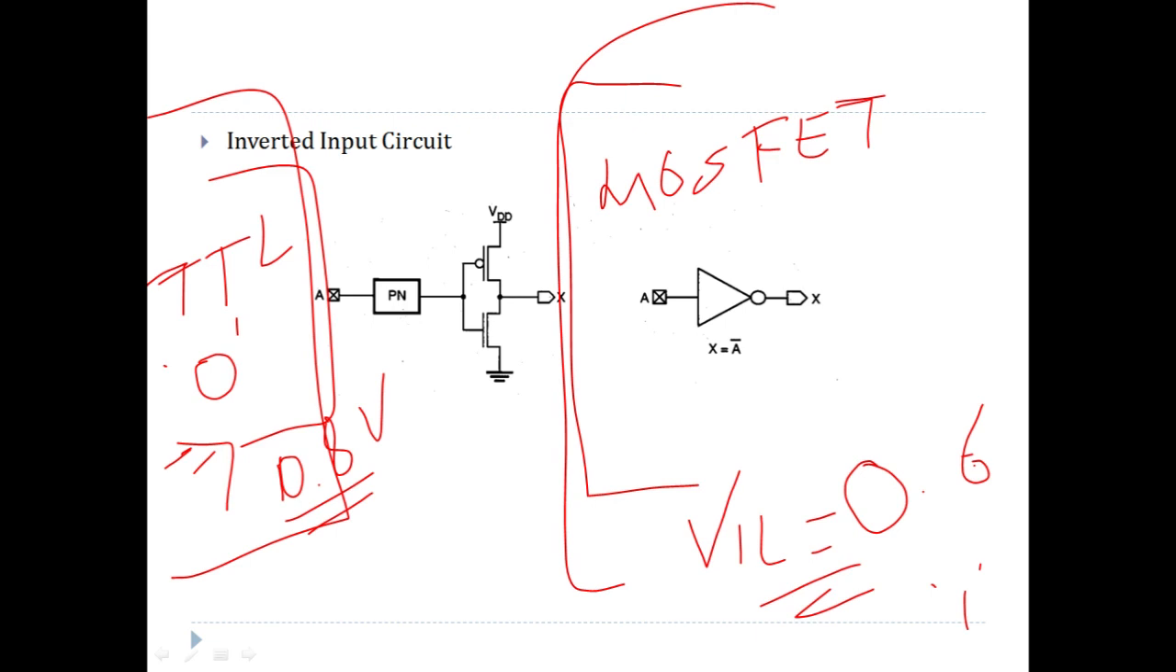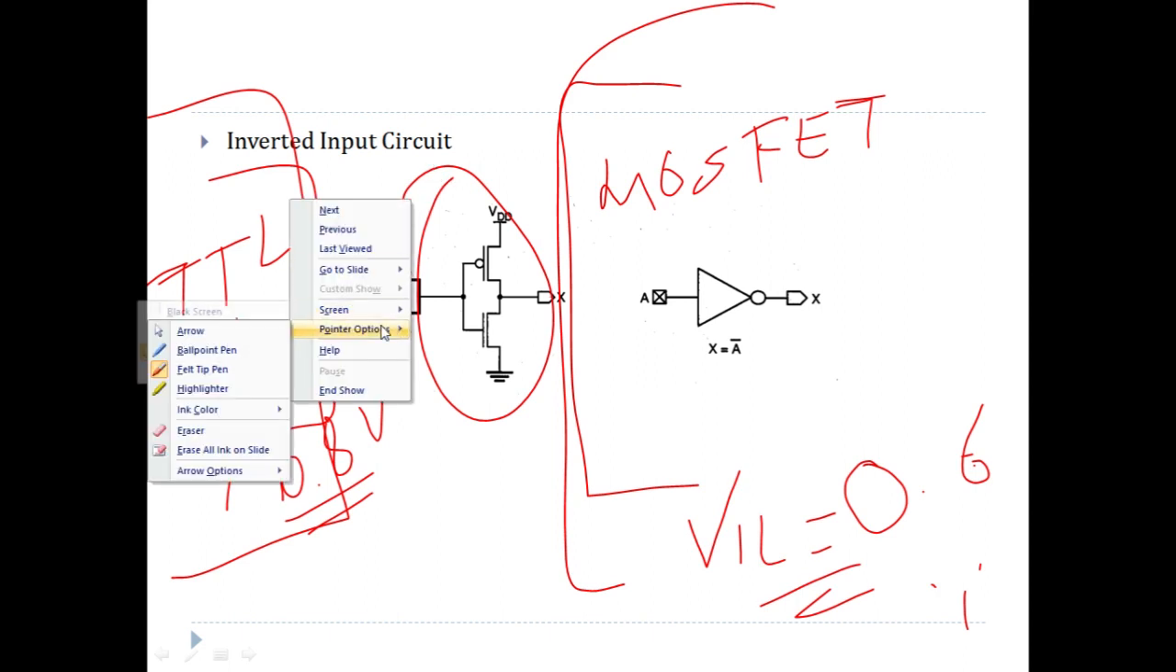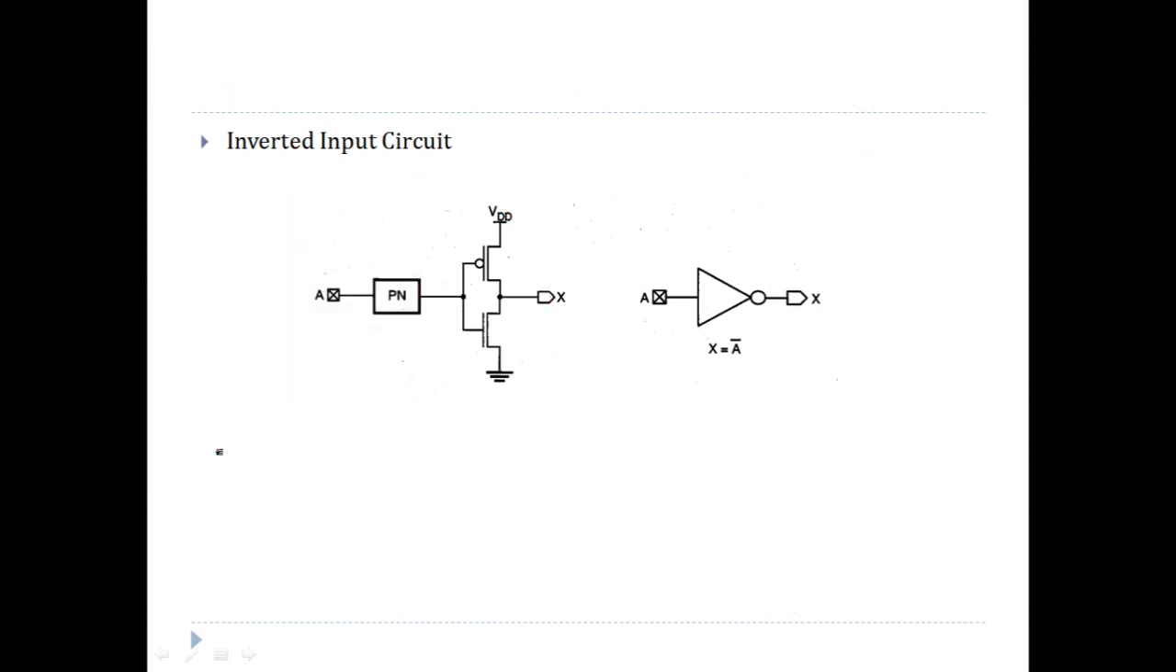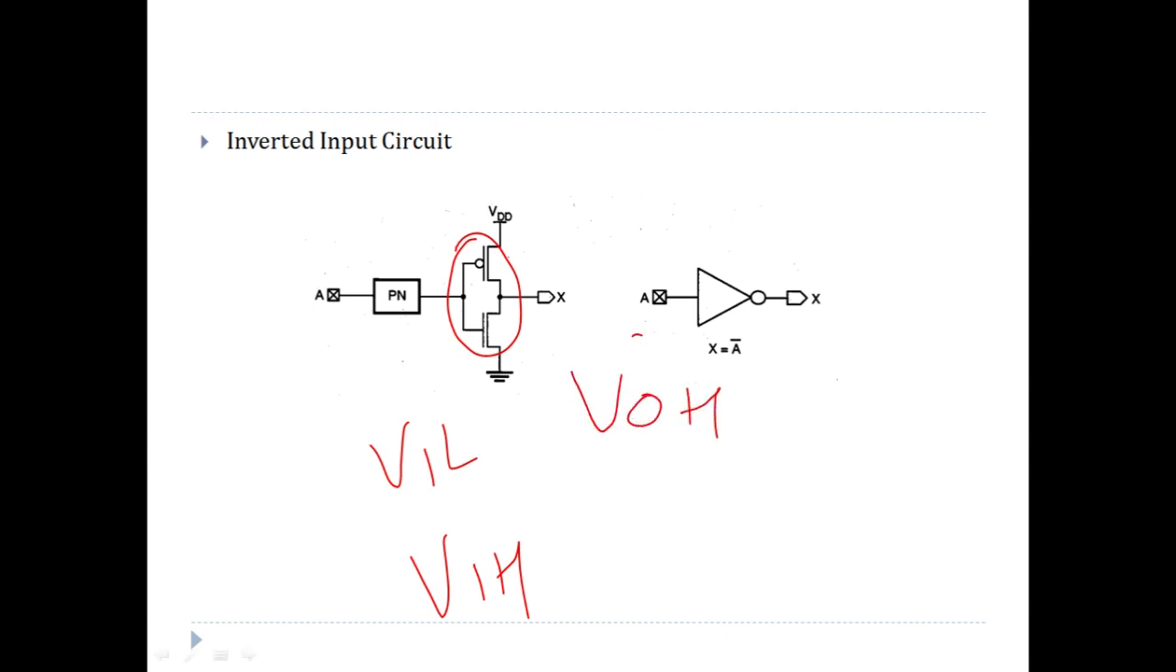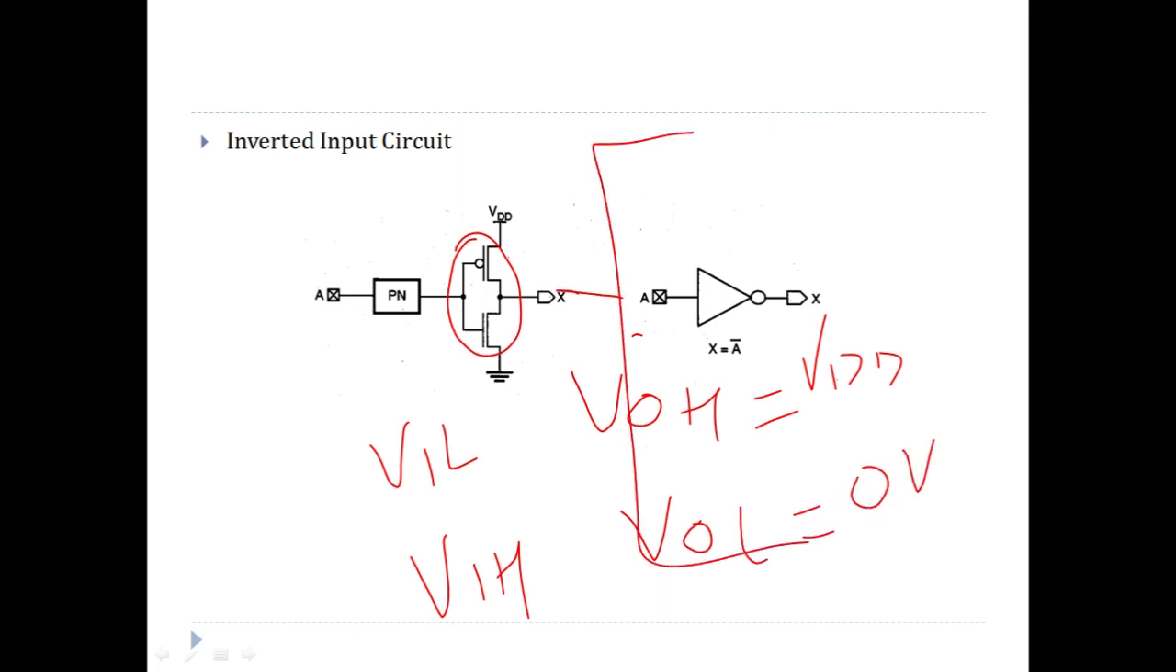But in this case, the input circuit plays an important role, right? Here you can see there is a simple circuit with the PMOS and NMOS. We have to work on VIL and VIH of this circuit. And as it is a CMOS circuit, its VOH will be VDD and its VOL is basically 0 volt, which is very much compatible with the internal MOSFET circuit logic, right? So what we have to work on is VIL and VIH of this circuit.